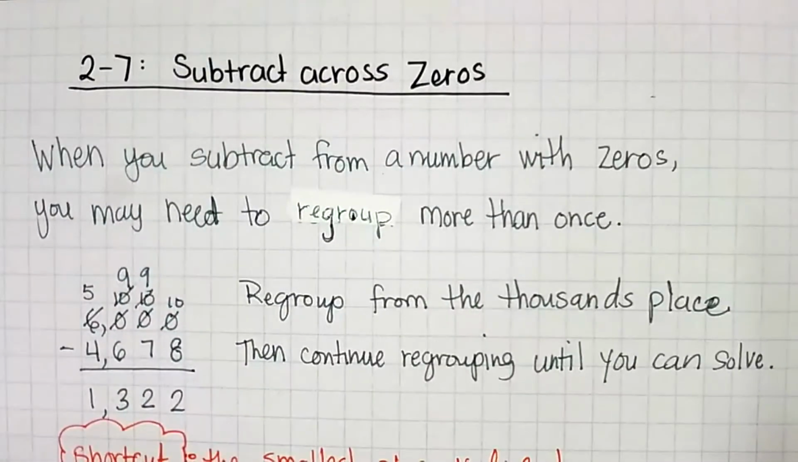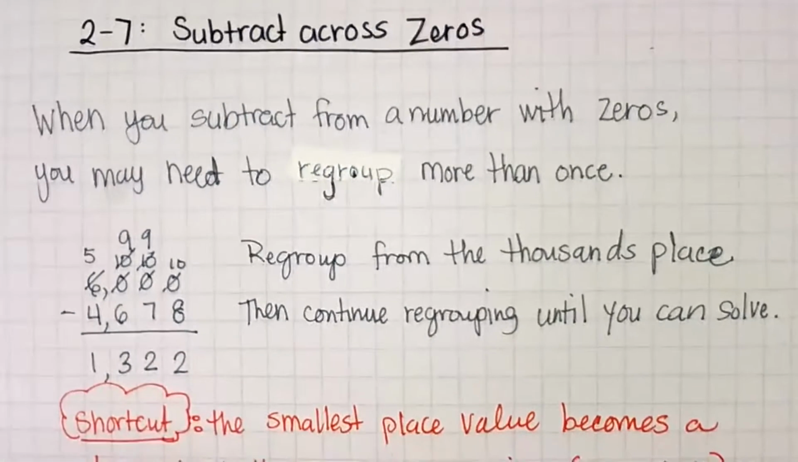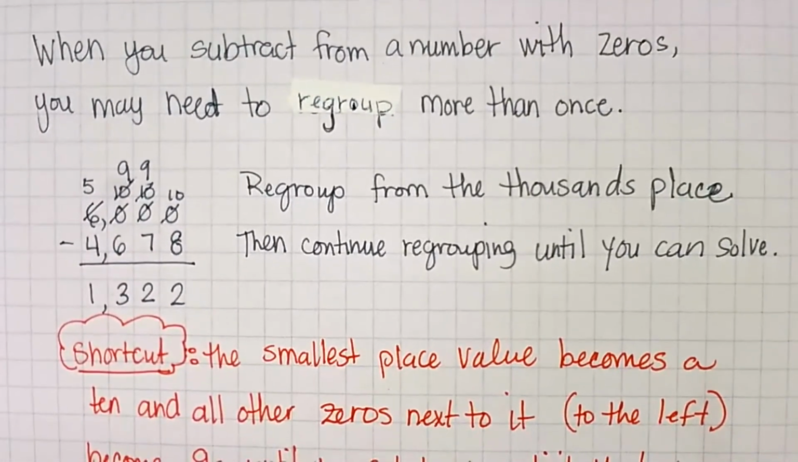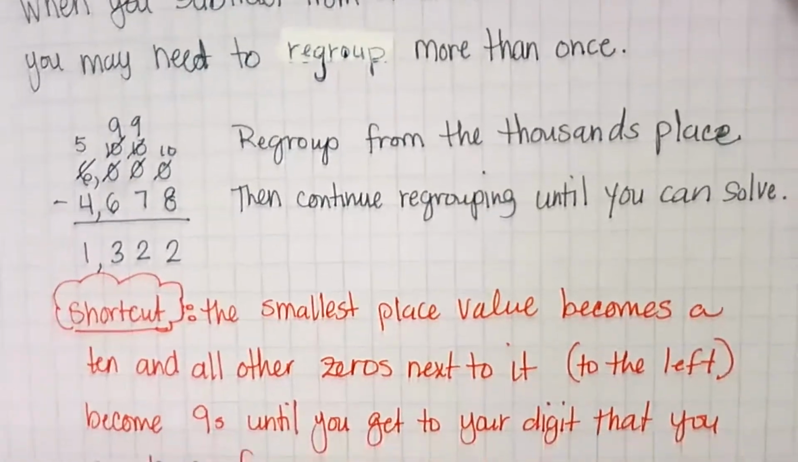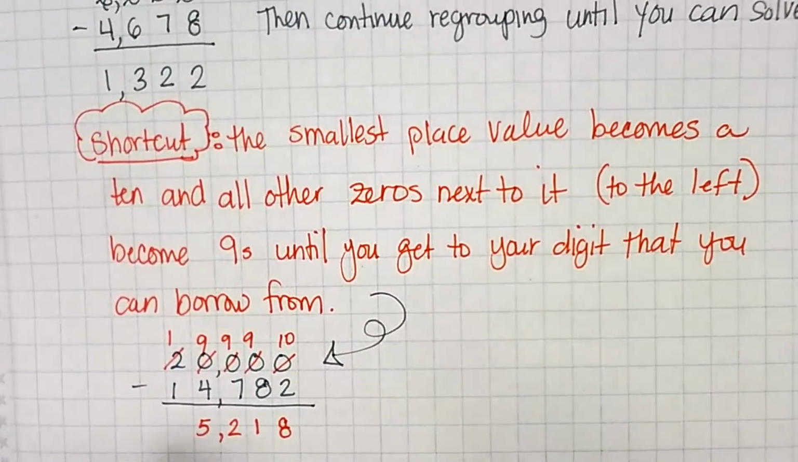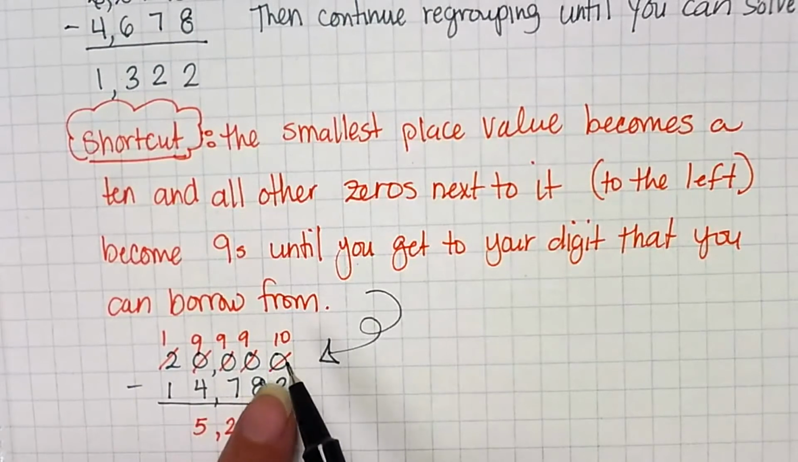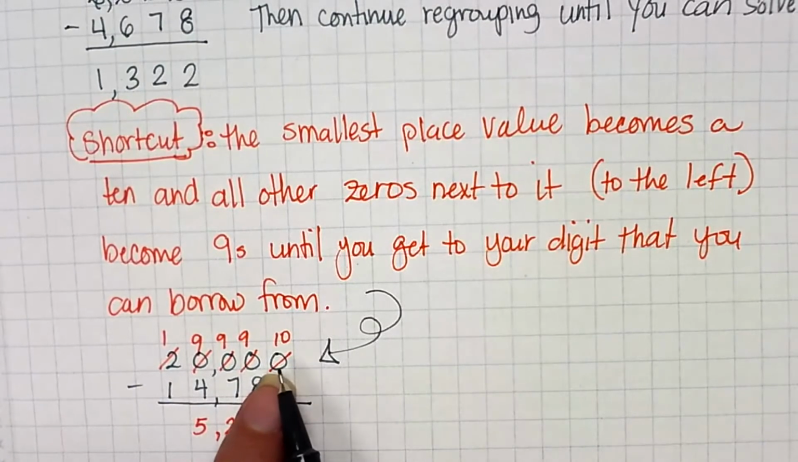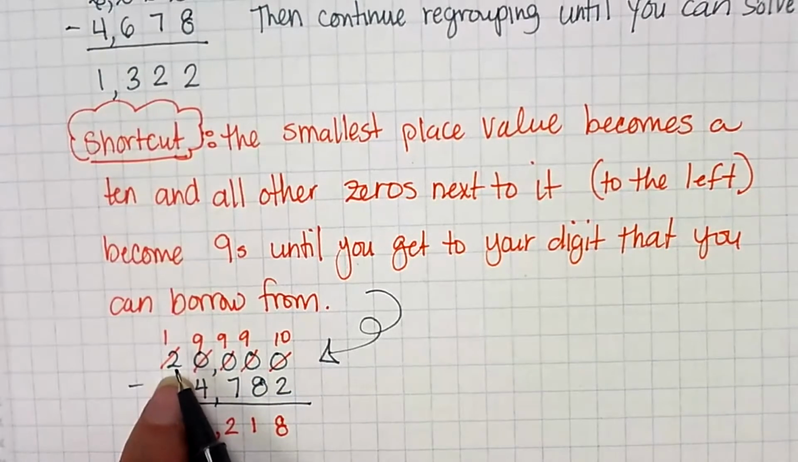So that's the long version. The short version: when you have numbers that have a lot of zeros in them, the smallest place value, the ones, is going to become your group of 10, and all the ones next to it are going to become nines, because you have to keep borrowing all the way across until you get to the digit that you're borrowing from. So if I have 20,000 minus 14,782, in that 20,000, my first zero in my ones place is going to become a 10. All of these other zeros are going to become a 9 until I get to a digit that has value in it. That 2 is going to become 1.